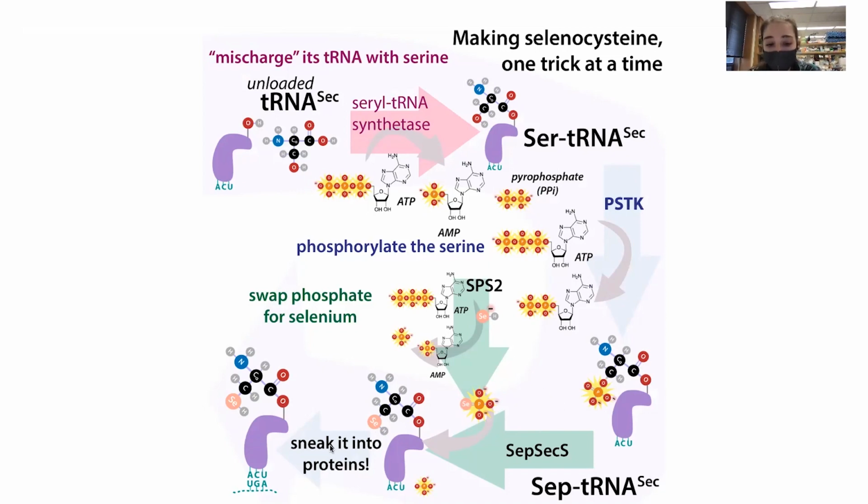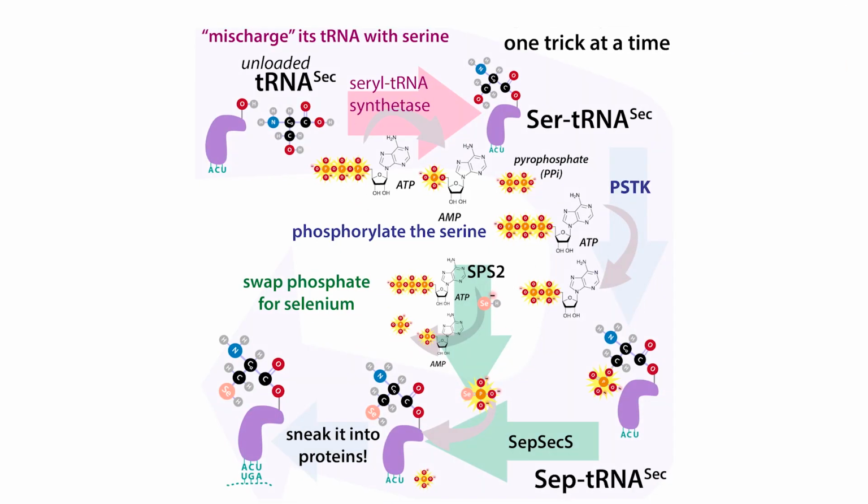And when we swap out the selenium, then we're able to sneak it. We have the selenium charged tRNA that we can then use to sneak it into proteins. So the swapping out is going to be done with this enzyme called O-phosphoseryl-tRNA selenocysteine tRNA synthetase. We abbreviate it SepSecS.